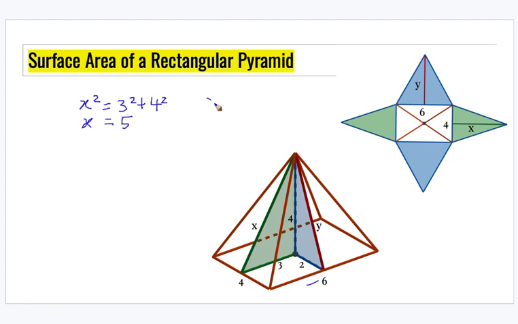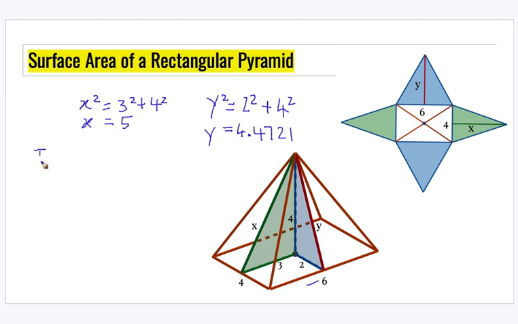Next we find y. So y squared, the hypotenuse, equals half the base, which is 2 square, plus the height of the pyramid, which is 4 square, and y works out to be 4.4721. Now we have to give it to 5 significant figures because we want to make use of it later.